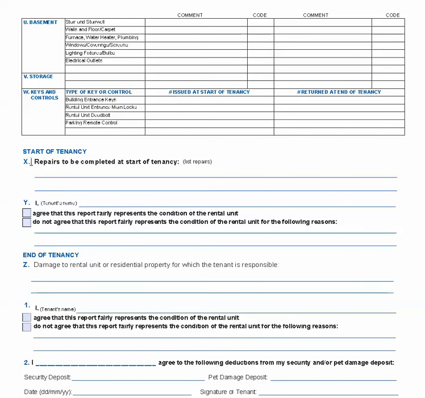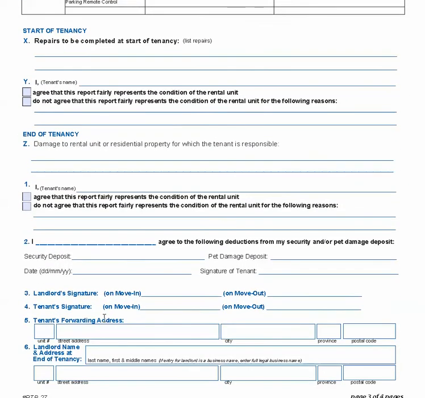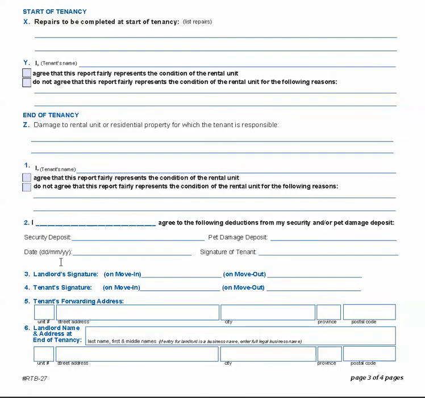Next is repairs that need to be completed. Make sure that if there's a repair list, or if the tenants want something repaired, it's noted. And then: I, the tenant's name, agree that this report fairly represents the condition, or I do not agree, for the following reasons. They are allowed to put whatever they want. For end of tenancy, we have the same thing here. And then we have a pet deposit, so there might be a pet.